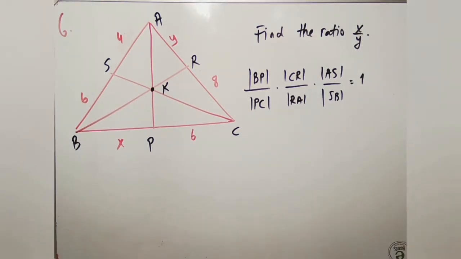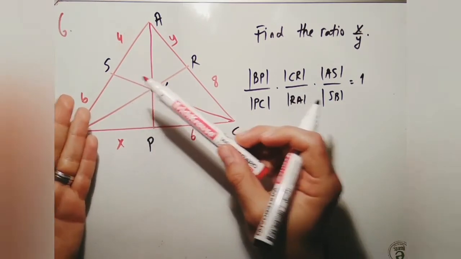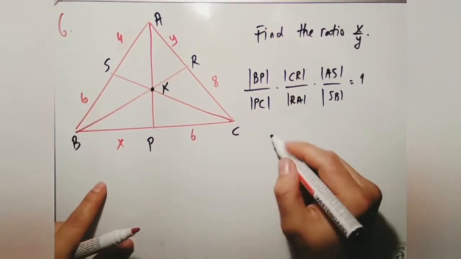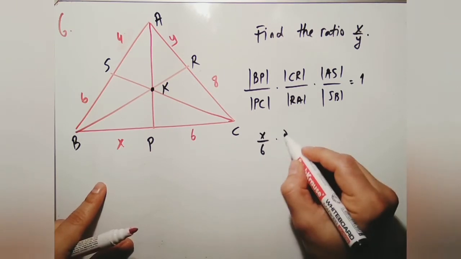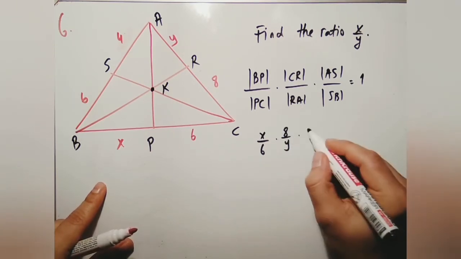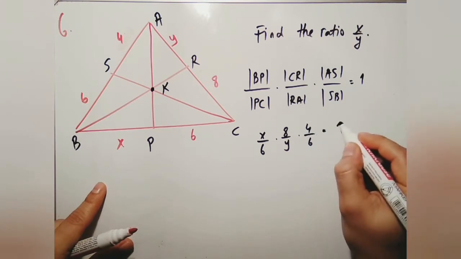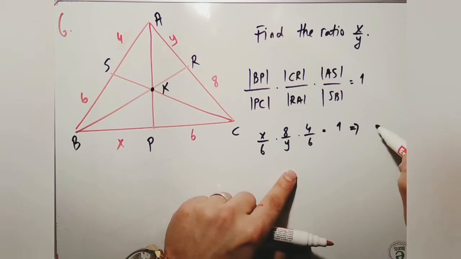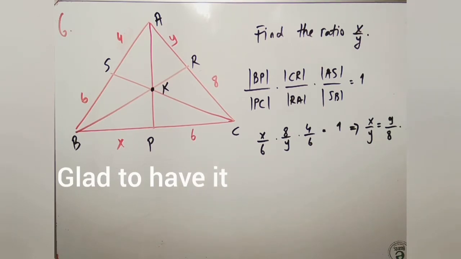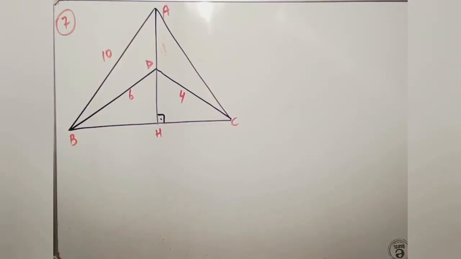If we substitute the given values into the equality, we get x over 6 times 8 over y times 4 over 6 is equal to 1. So from here we will get x over y is 9 over 8. Question 7 is with you.